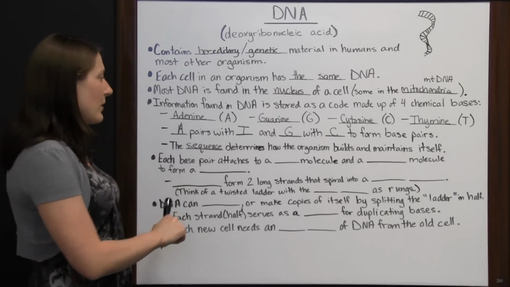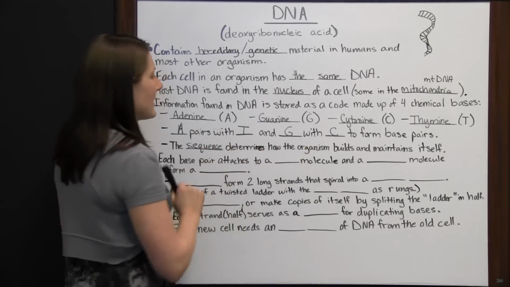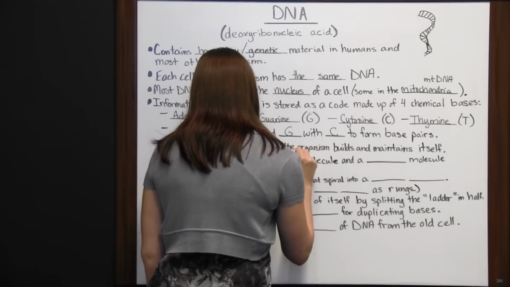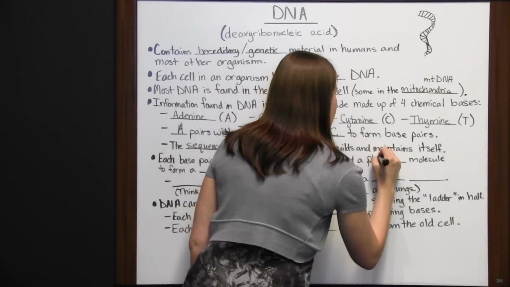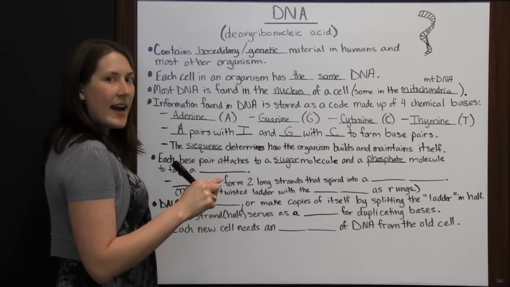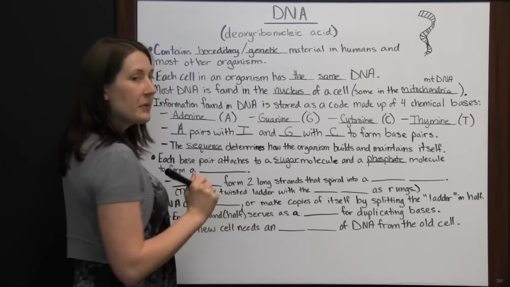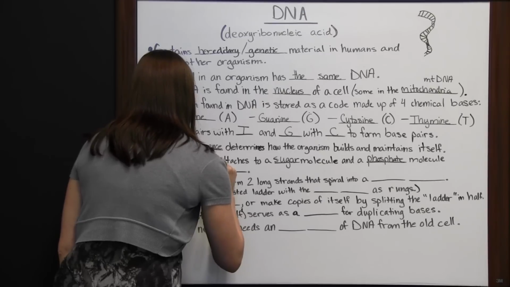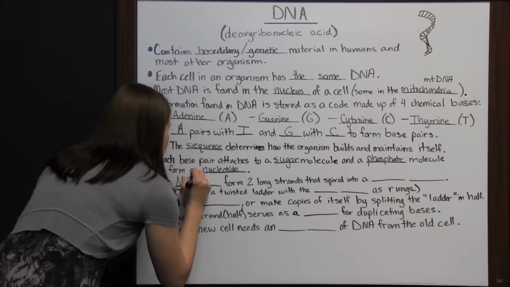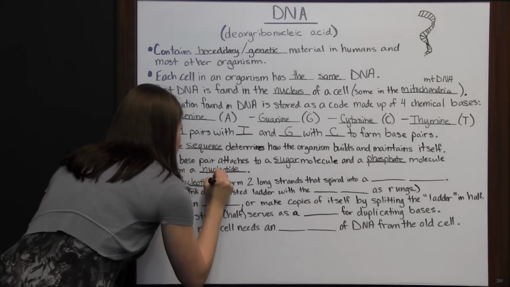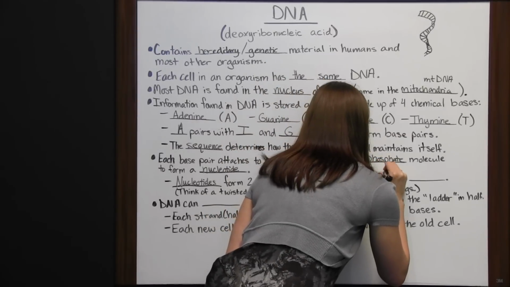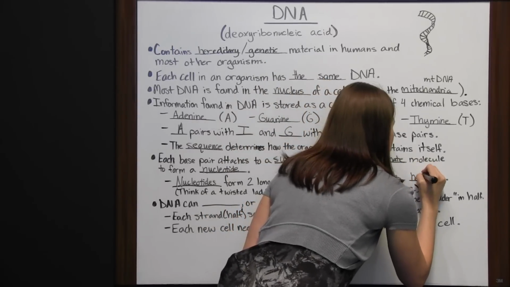Each base pair, so our adenine-thymine pair or guanine-cytosine pair, is going to attach to a sugar molecule and to a phosphate molecule. And once those attach, once a base pair attaches to the sugar molecule and phosphate molecule, it forms a nucleotide. And these nucleotides form two long strands that spiral into a double helix. That is the shape that DNA takes on.